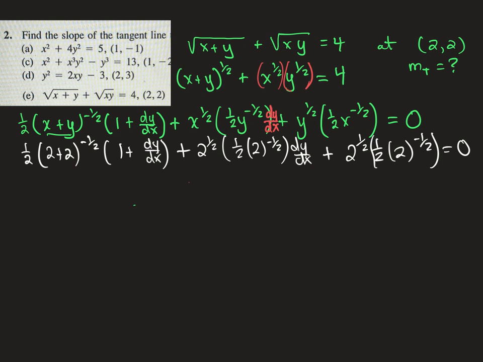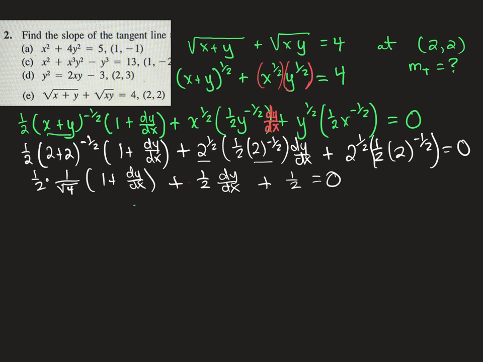So we have 1/2, and then 2 plus 2 is 4 to the negative 1/2. I'm going to write that as 1 over 4 to the 1/2, which is root 4, because negative exponent, bring it to the denominator. That is being multiplied by 1 plus dy dx, plus, and then what do we have here? We have 2 to the positive 1/2 times 2 to the negative 1/2, and when you multiply powers, you add the exponents. So 1/2 plus negative 1/2 is 0, and 2 to the 0 is 1. Yay! So then we only have the 1/2 left there, dy dx, and then plus, we got that same trick happening here. Again, 2 to the 1/2 times 2 to the negative 1/2 is 1, and I'm just left with 1/2, equals 0.